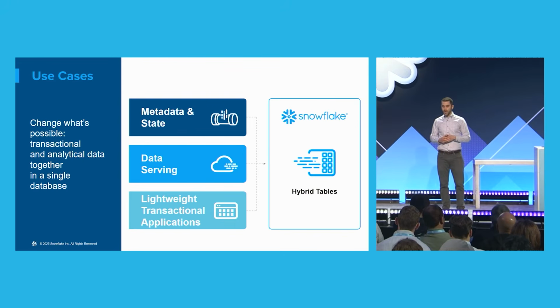Another common pattern is to use hybrid tables to directly serve point lookups out of Snowflake instead of reverse ETLing into a different operational database, which can introduce complexity, cost, lag, generally make your data architecture harder to manage.